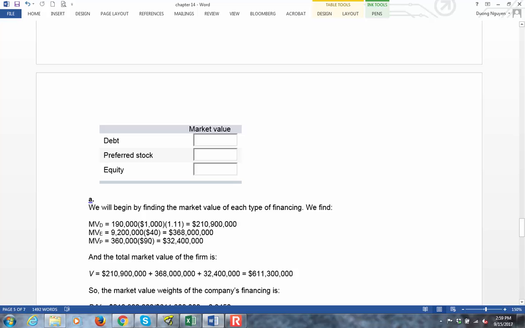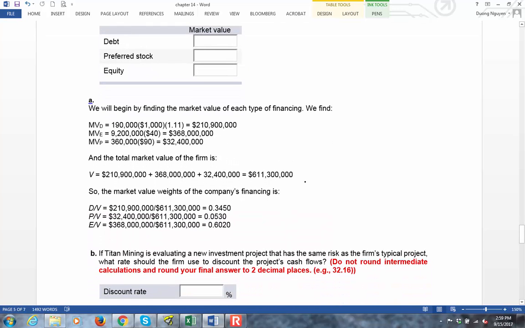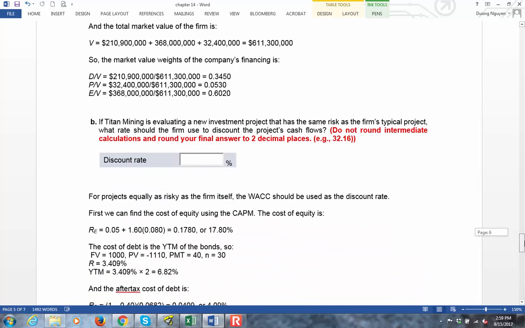Preferred stock, $90 per share, 360,000 shares, 32.4 million. And you add them all up, the value of the firm is $611.3 million. So the market value weight of the debt, the value of debt over the value of the firm, is 34.5%, preferred stock 5.3%, equity 60.2%.